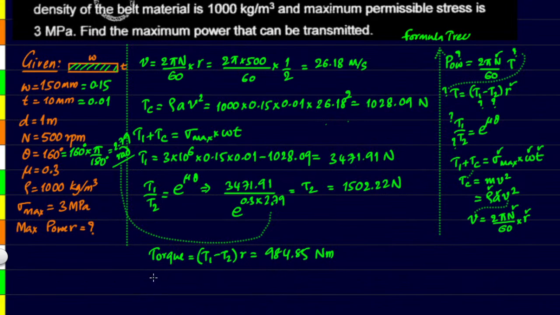And finally, now we can go ahead for the maximum power. This is when we can go for the maximum power. The relation is 2 pi N by 60 into the torque. Okay, so N is 500 rpm, and torque is 984.85.